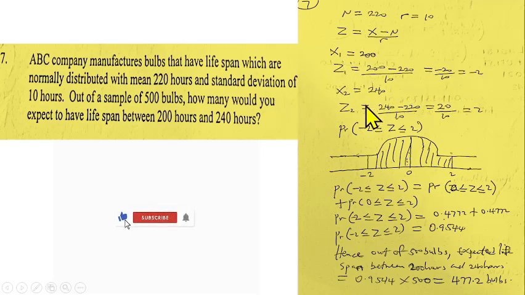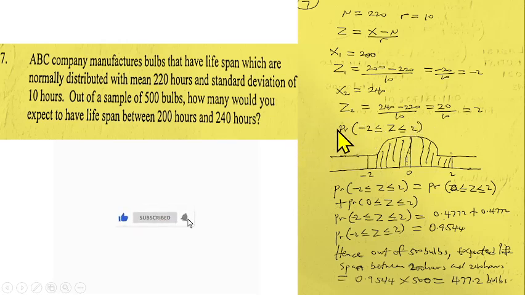For 240 as well, we also put our x here, which is 240 minus 220 as the mean, over the standard deviation, which is 10. So that will be 2 as well. That means the standard value of 240 is 2.